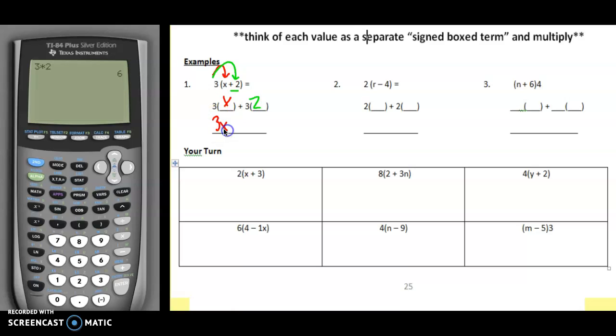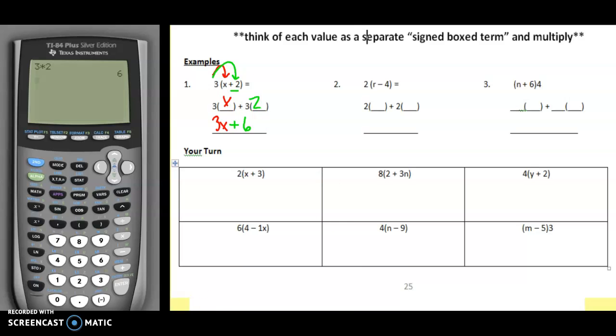So 3 times x is 3x. 3 and 2, as we mentioned, is a positive 6. And just like before with combining like terms, even though I get just the 6 in my calculator, when I go to add it to my simplified expression here, I need to make sure to put that connector, that plus sign.